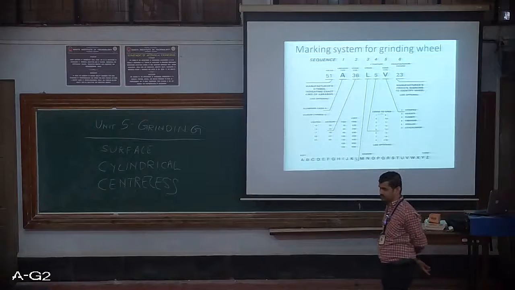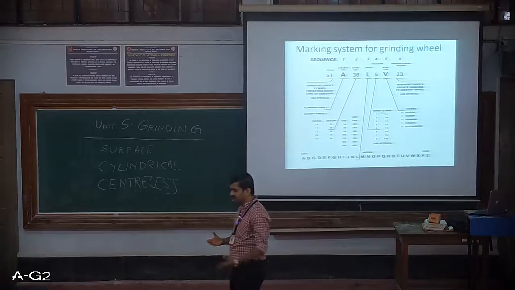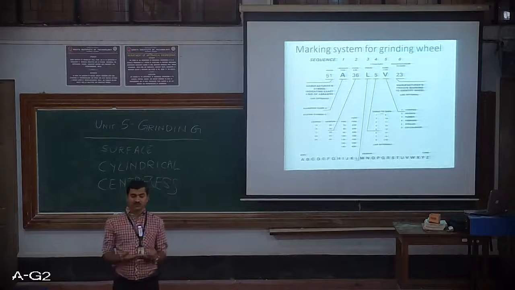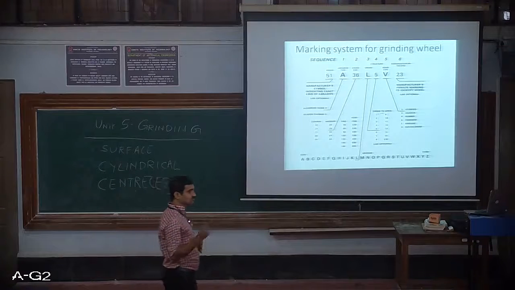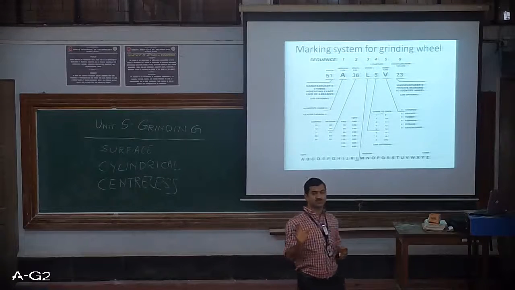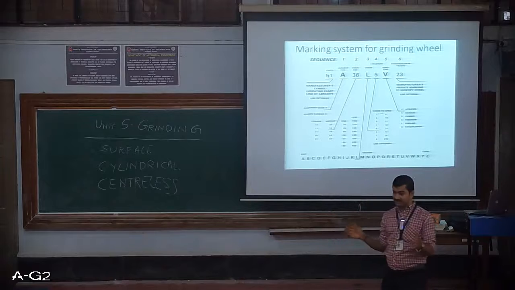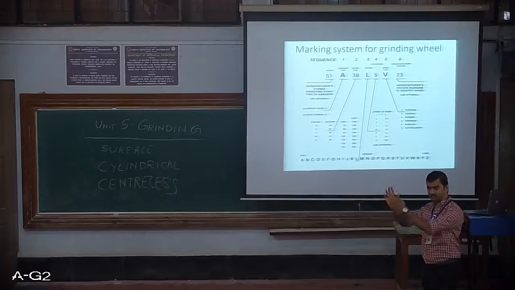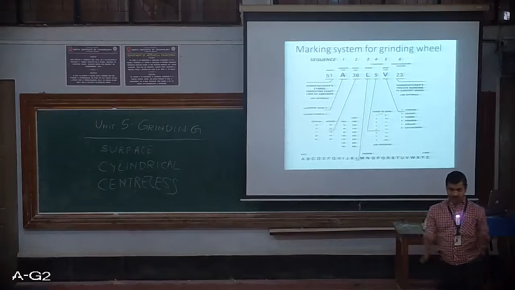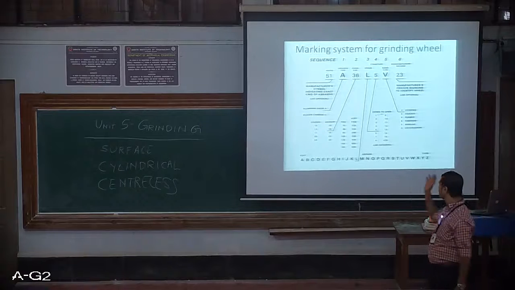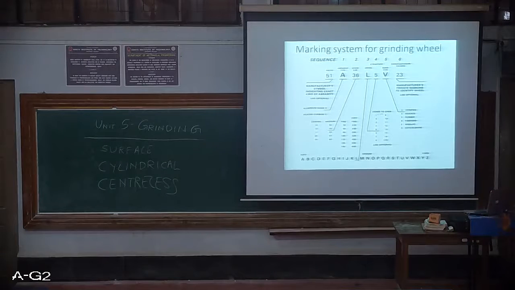So that is optional. See, in industry they manufacture a huge amount of components. So there should be some marking or some notations on those components so that they can make it a batch. One batch is of this vitrified bond, one batch is of silicate bond and so on. So they have the markings. So how many terms are there totally in this grinding wheel nomenclature? 7 terms: 51A, 36L, 5V, 23.